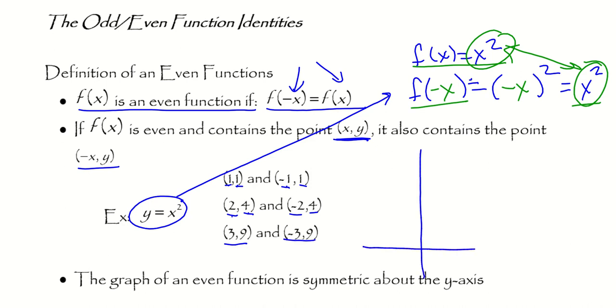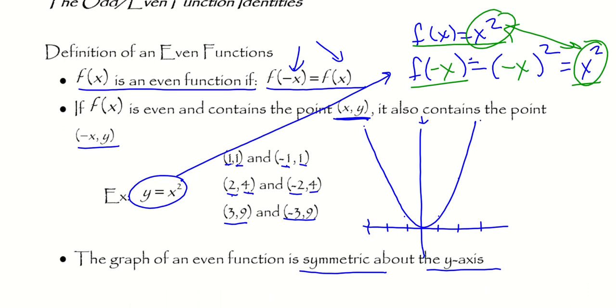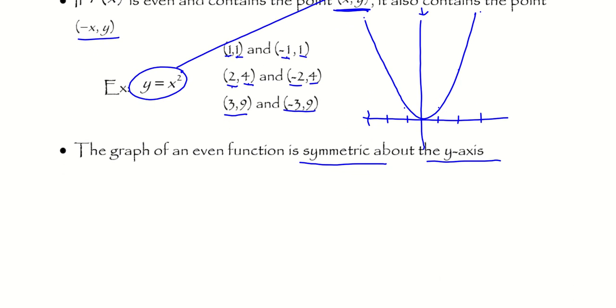So if I graph this function, we know that it would contain the point 1, 1, and negative 1, 1. It would contain the points 2, 4, and negative 2, 4, and 3, 9, and negative 3, 9. It would contain the point 0, 0, and I get a graph that looks like this. That graph is symmetric about the y-axis. If we fold this graph along the y-axis, what's on one side would fold right on top of the other side. So we have this idea of symmetry across the y-axis for an even function.